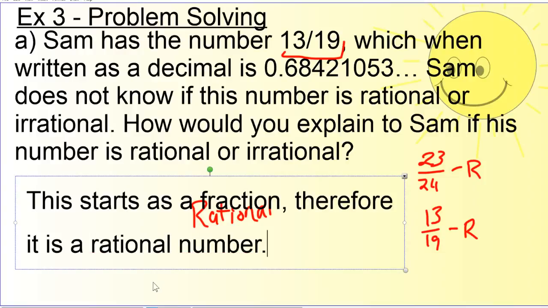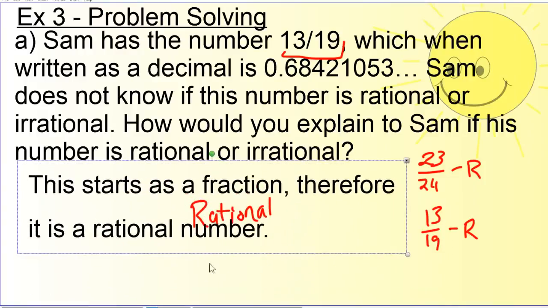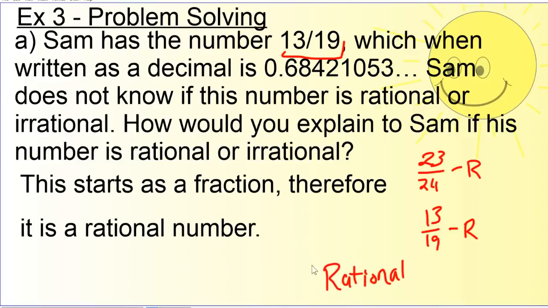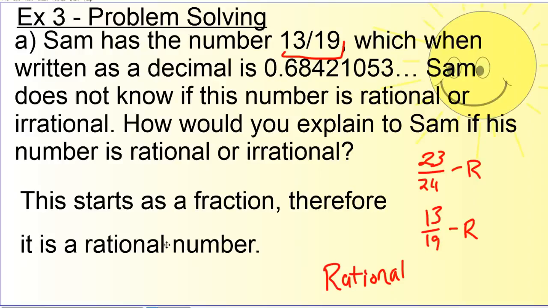There. My typing is probably prettier than my handwriting. So there. It is rational, and that's why. Because it started as a fraction, that means it's rational. The definition of rational is it can be written as a fraction. Well, there it is as a fraction.